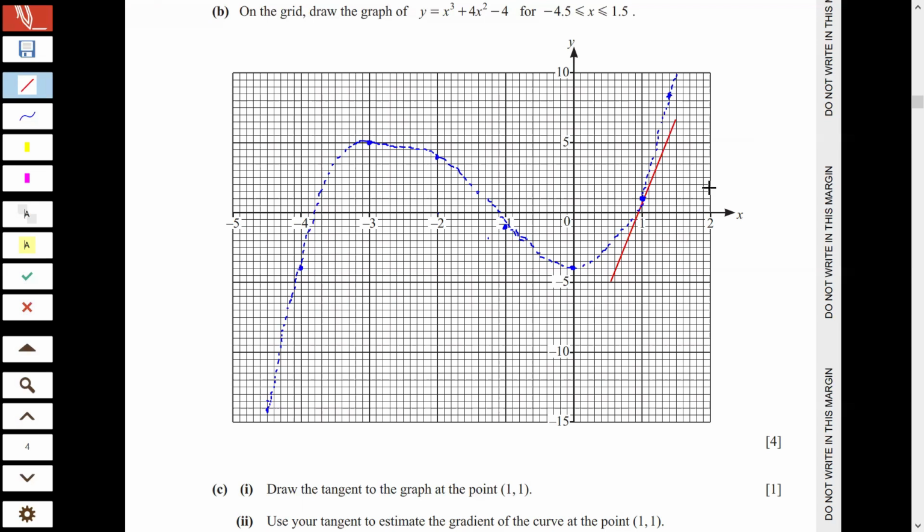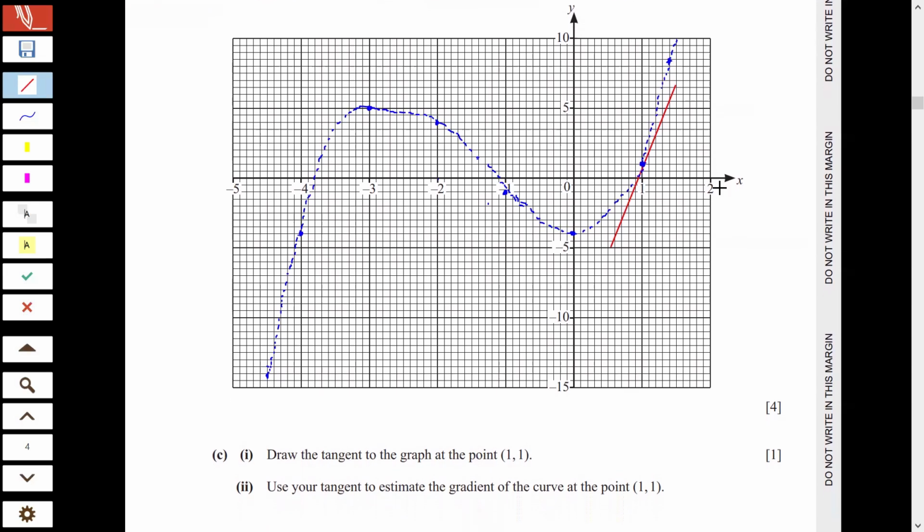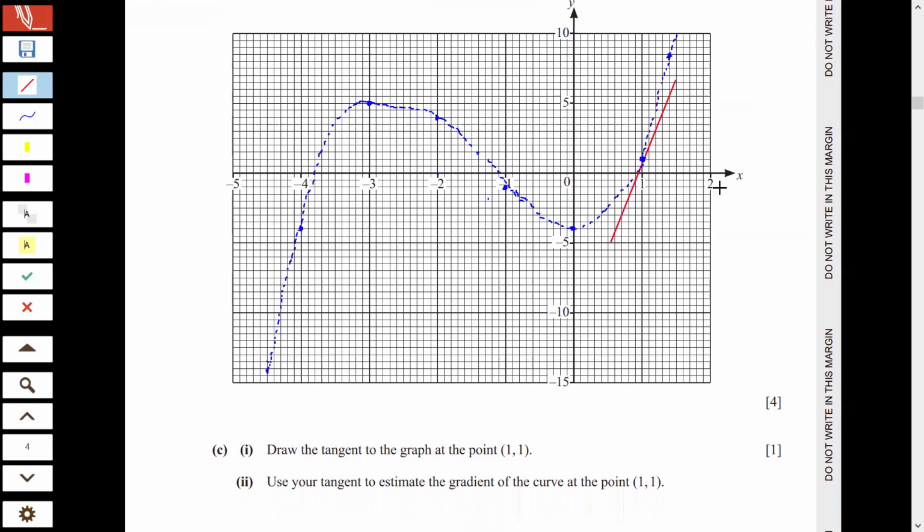Okay, for example, we have a tangent. And so the next question says, use your tangent to estimate the gradient of the curve at the point (1, 1). So at the point where x is 1, y is 1, at the point where the tangent touches the curve, we are expected to calculate or estimate the gradient.